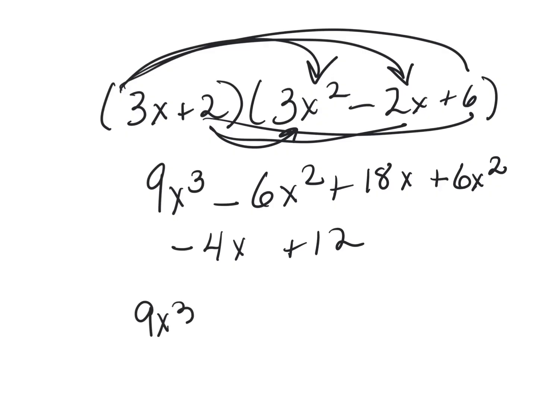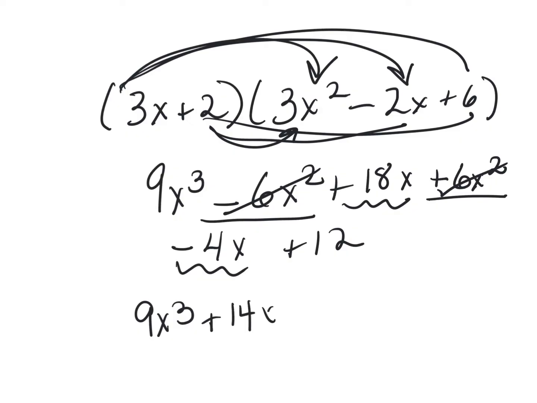Collect like terms. 9x cubed. These two are like terms. They actually end up canceling each other out. Negative 6 plus 6. These two are like terms. 18 and minus 4, so that gives me 14x plus 12.